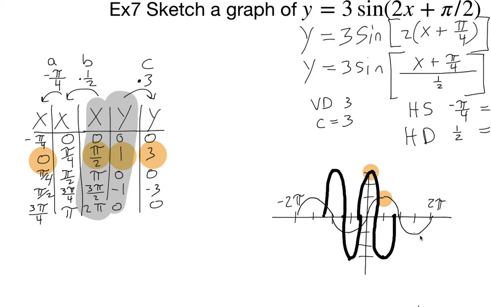Here's the original that you can sketch. I hope you can sketch these by memory now. But here are the points. We've got a point here, point here, point here, point here. And then I'm connecting all of these with the arcs. Notice pi over 2 got multiplied by 1/2 to get pi over 4, and then I added negative pi over 4 to get 0. So the x value is 0 and the y value is 3. That's why it got all the way up here. It got transformed from here to up here.